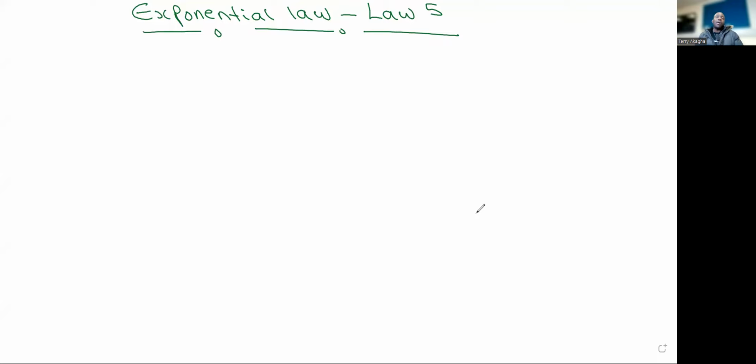So we'll be talking about the fifth law, which is the exponential law, okay? In this law, we talk about how the logarithm of x with a rational exponent is equal to the exponent multiplied by its logarithm, okay?